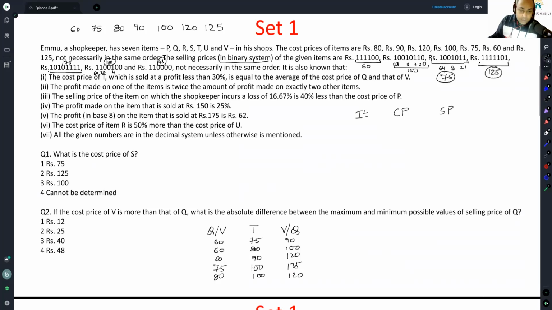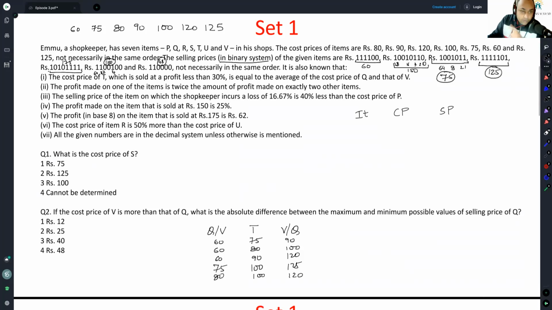So the 5 possible cases for the different values of T are listed below, and we are able to arrive at this in a very sequential and orderly fashion because we've written down the cost prices in a proper sequence. Okay, let's go ahead and work further.